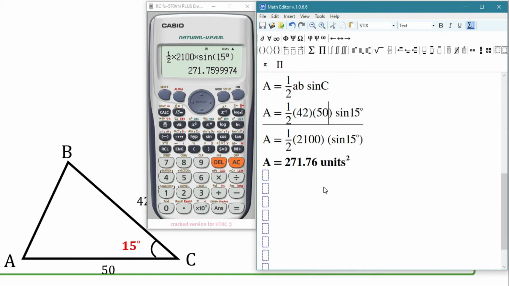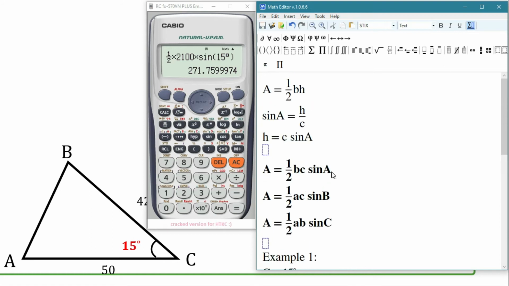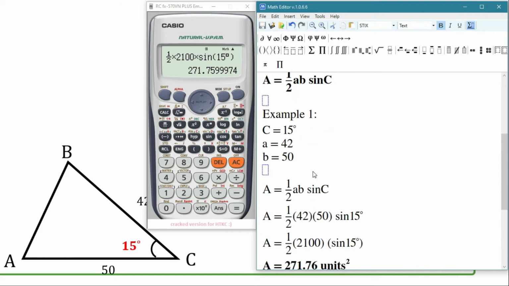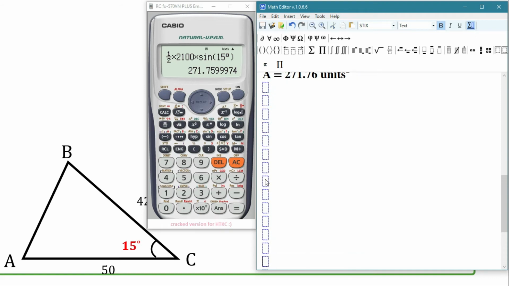Okay, so there are cases wherein the given are not two sides and the included angle. There are cases that the given are two angles and a side, or an included side. So what are we going to do there? Okay, so from this one, mag-extract lang tayo ng isang formula. This is area equals 1/2 of BC times sine A. Okay, extract lang natin siya.